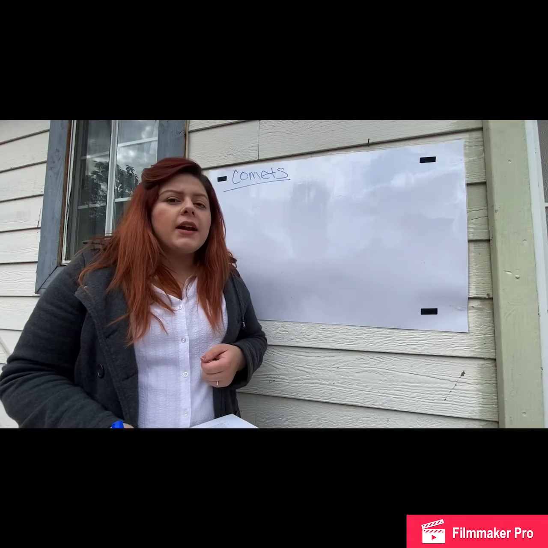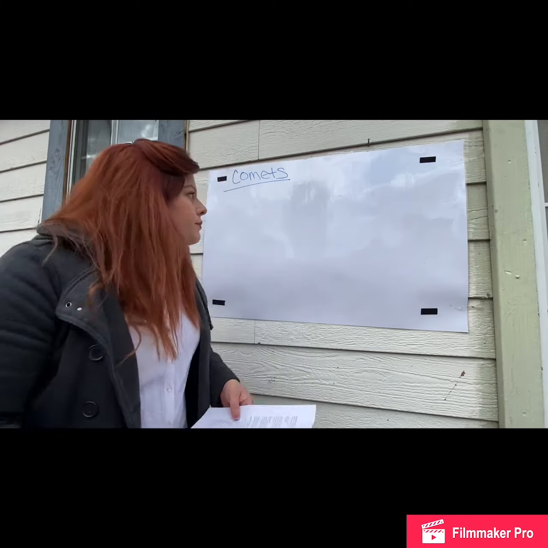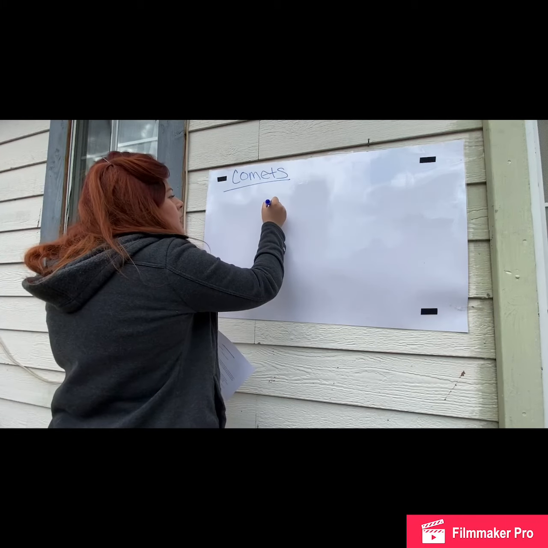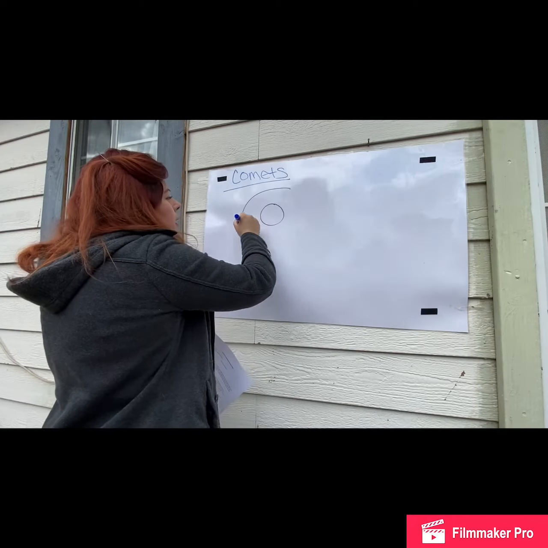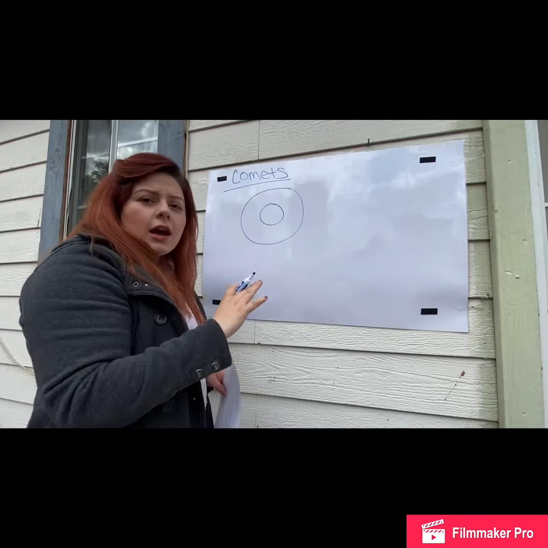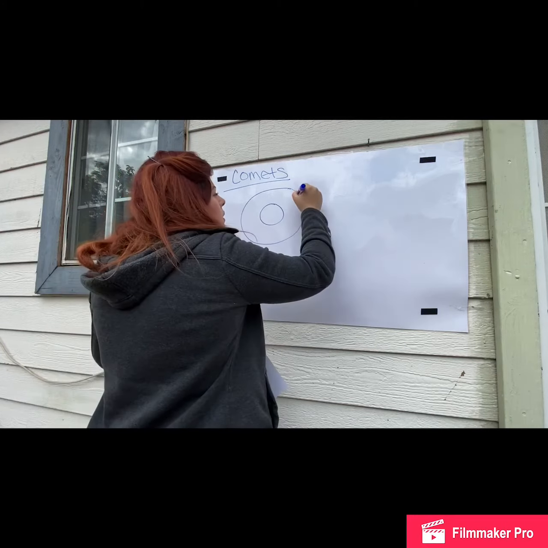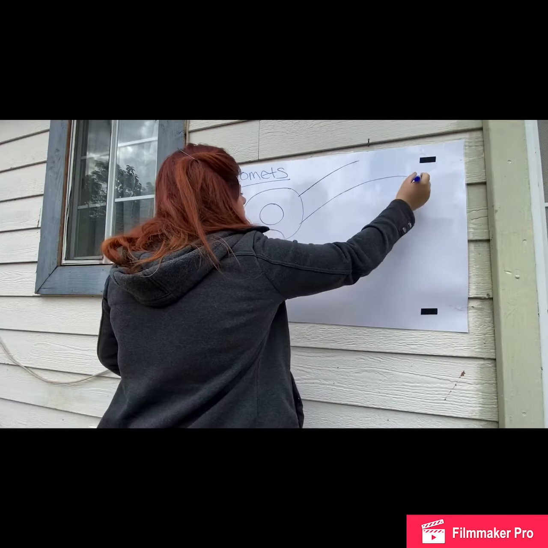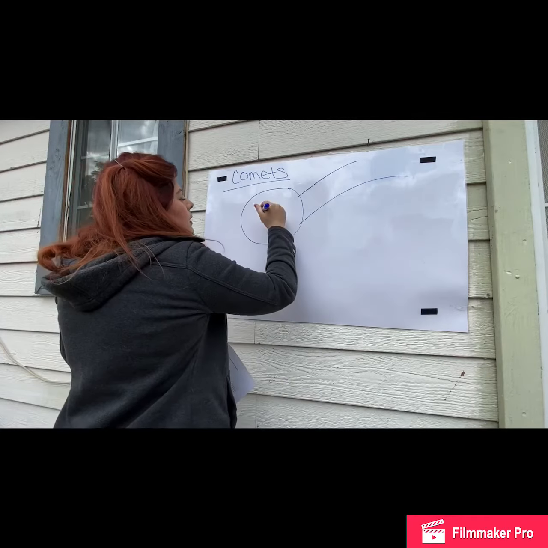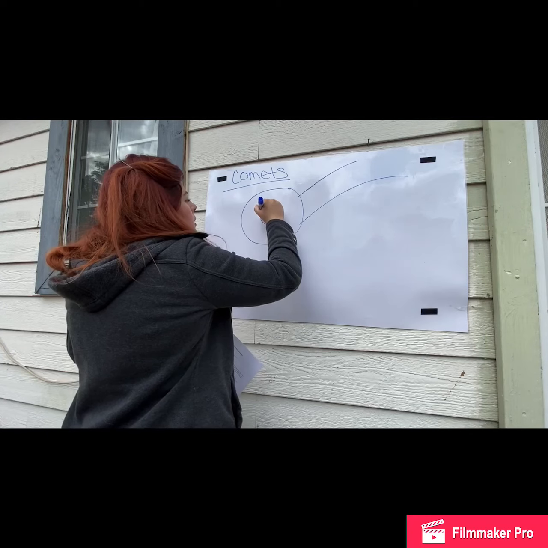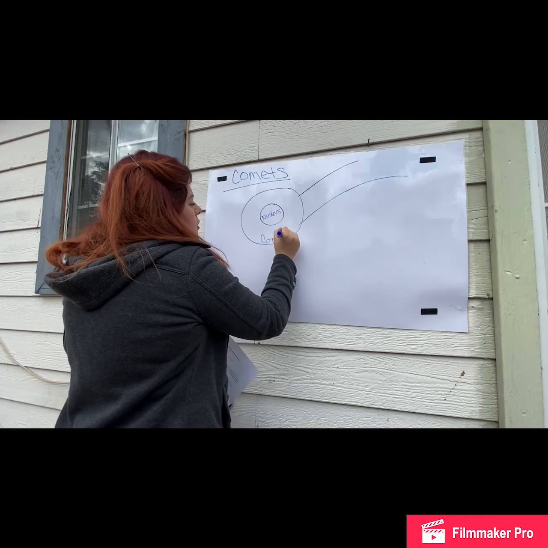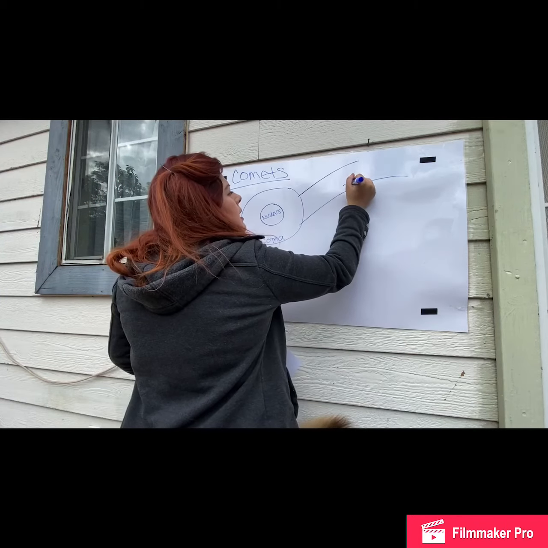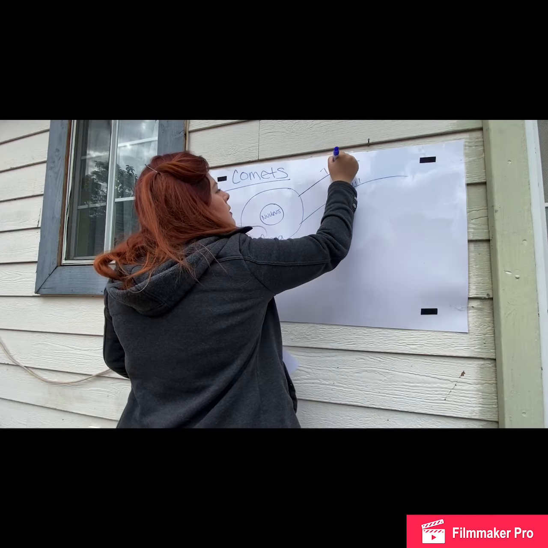First of all, let's start off by getting an idea of what a comet looks like and what the parts consist of. We have a nucleus, and around the nucleus we have what's called a coma. Coming out of this, we have two tails, one tail here and one tail here. Let's go ahead and label them. This is the nucleus, this is the coma, this is the tail, and this is another tail.